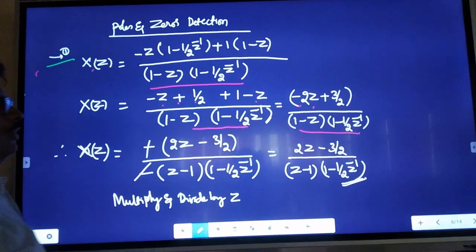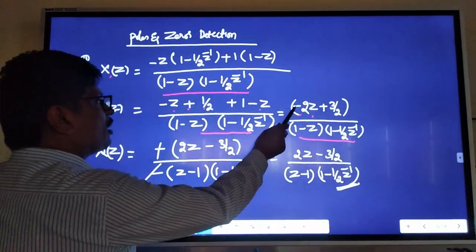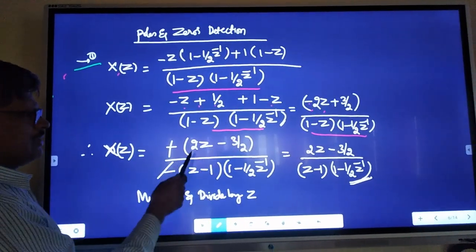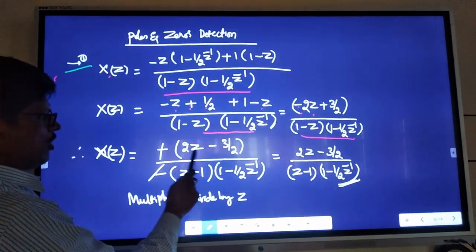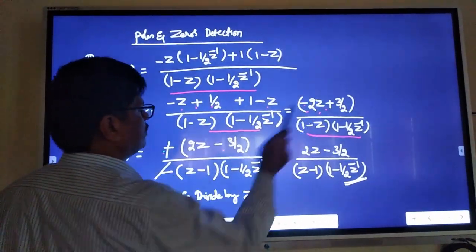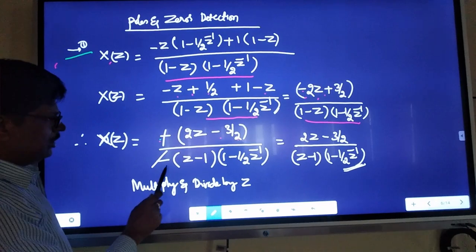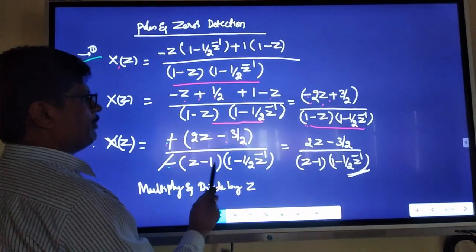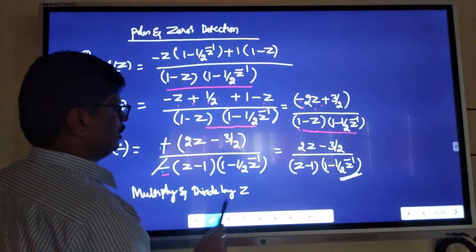Denominator is the same. Right? Now, immediately take out this minus sign outside and cancel it. For example, in the maths I am doing: minus 2 of 2z, minus into minus is plus, minus into minus is plus, minus 3 by 2. Then here, take out minus from this: minus of z minus 1. This is the same as this.